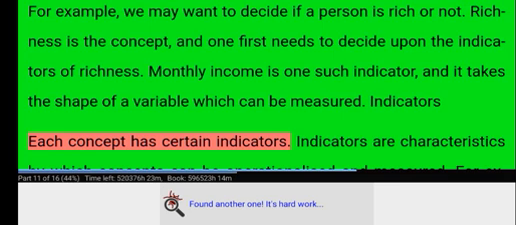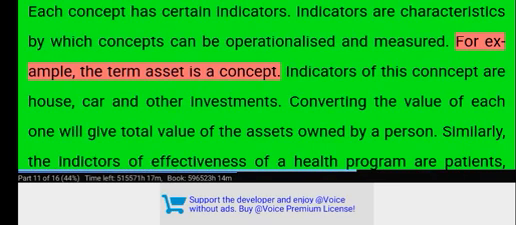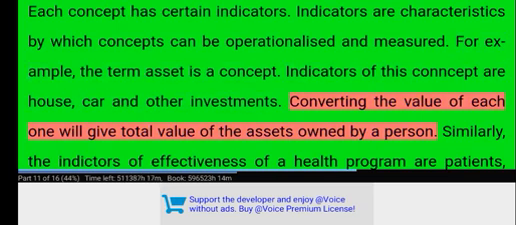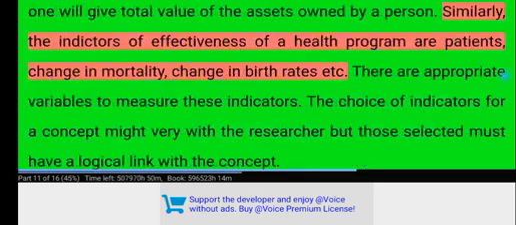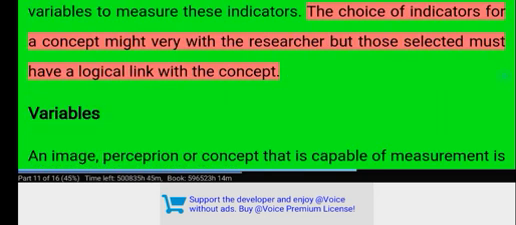Indicators. Each concept has certain indicators. Indicators are characteristics by which concepts can be operationalized and measured. For example, the term asset is a concept. Indicators of this concept are house, car, and other investments. Converting the value of each one will give the total value of the assets owned by a person. Similarly, the indicators of effectiveness of a health program are patients, change in mortality, change in birth rates, etc. There are appropriate variables to measure these indicators. The choice of indicators for a concept might vary with the researcher, but those selected must have a logical link with the concept.